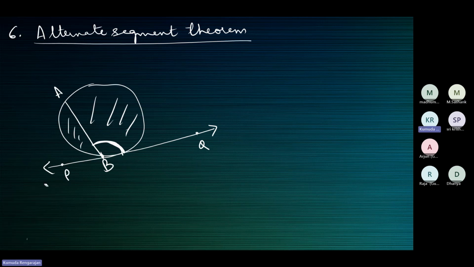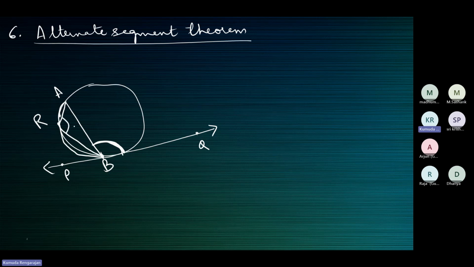Now we need to identify the angle subtended by the chord AB at any point on the circumference of the alternate segment. So this is the circumference of the alternate segment. Take any point R on the circumference of the alternate segment. Join the ends of the chord to that point, A to R, B to R.